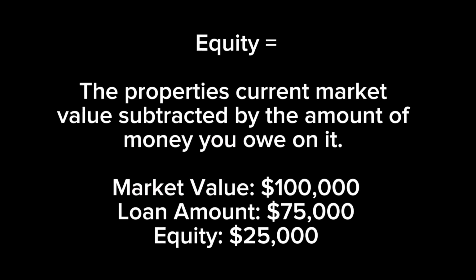The next term we're going to discuss is equity. What equity means is essentially the property's value minus the loan on the property, right? So your equity in the property. In order to calculate this, we need to take the property's current market value and subtract the amount you owe on the loan. In this example, I have a market value of $100,000 and a loan of $75,000, which leaves us with $25,000 in equity.